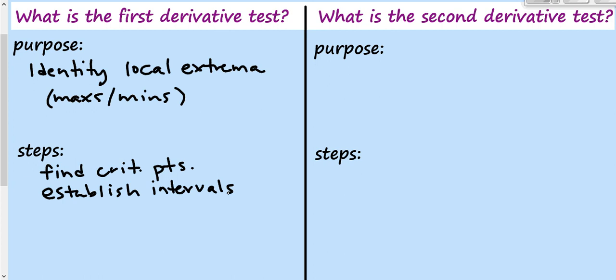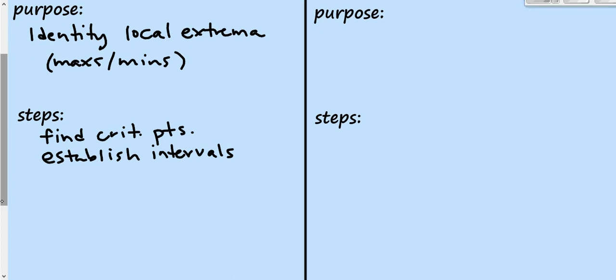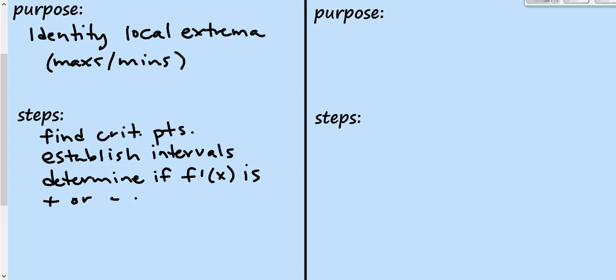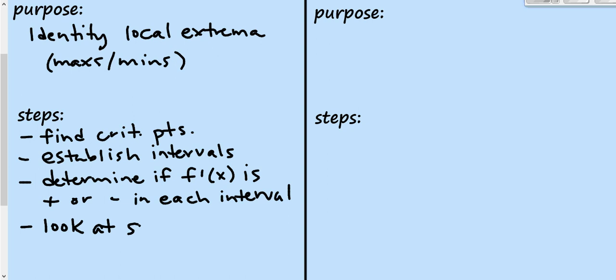And then you pick a test point in each interval and you determine if the first derivative is positive or negative in that interval. And based on those sign changes, you can identify whether you have a max or a min, or neither. Look at sign changes to draw conclusions.